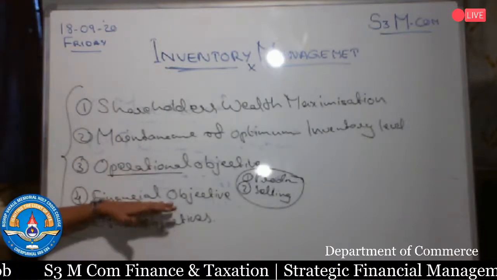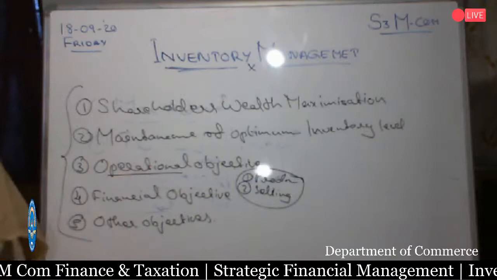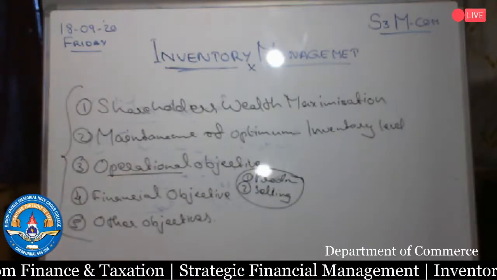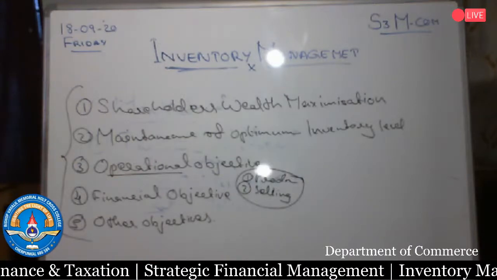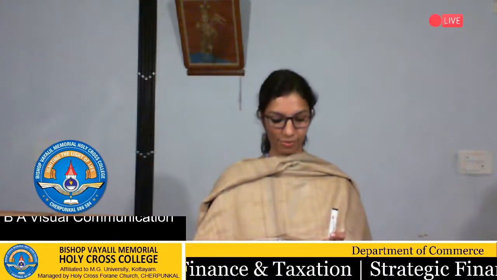We need to satisfy the financial objective, and the other objectives include that material should be used in a proper way for avoiding wastage, then maintenance of economic order quantity EOQ and avoiding duplication. Then to fix accountability, we need to maintain proper inventory management. So these are the different objectives of inventory management. They are shareholders wealth maximization, maintenance of optimum level of inventory, then operational objective, financial objective and other different objectives. So we'll move to the next heading, that is techniques of inventory management.